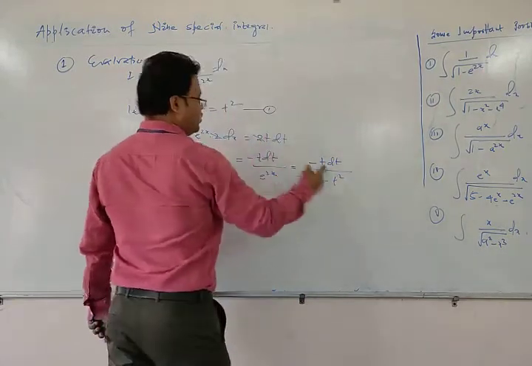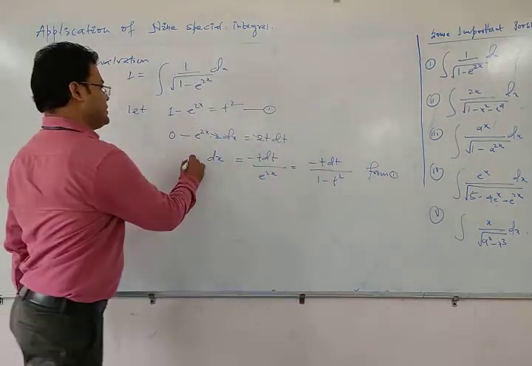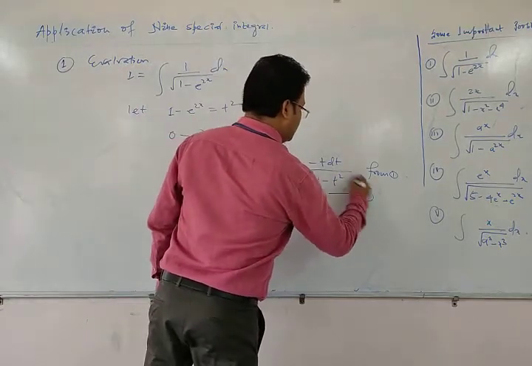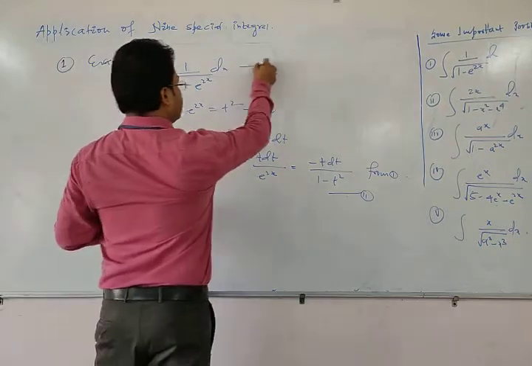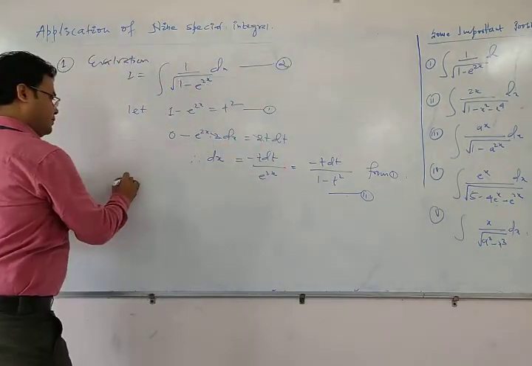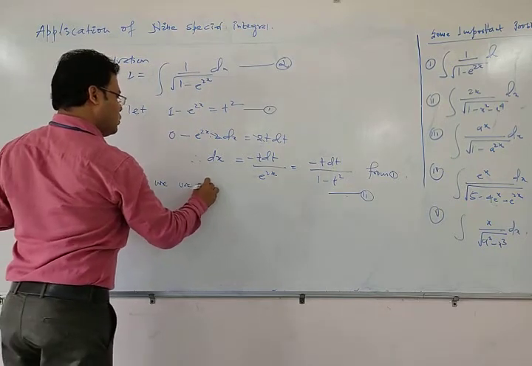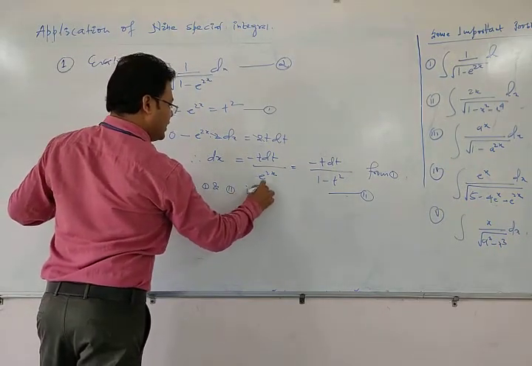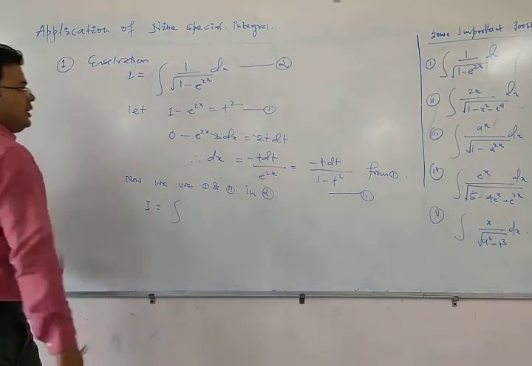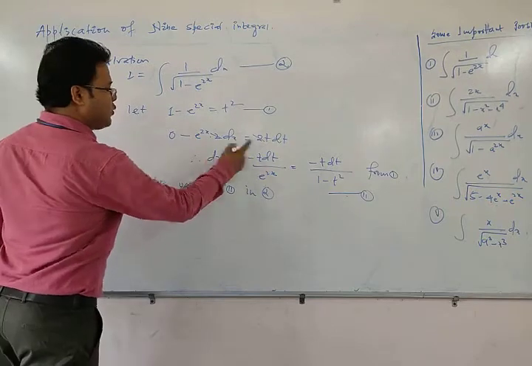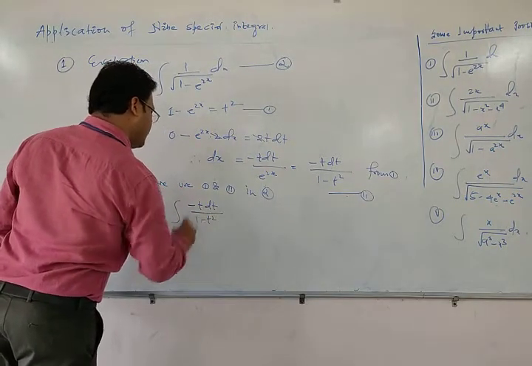This is from equation 1, and this is number 2. Now we use equation 1 and equation 2 in alpha. We will get I is equal to integration of, in place of dx you can write minus t dt upon 1 minus t square.